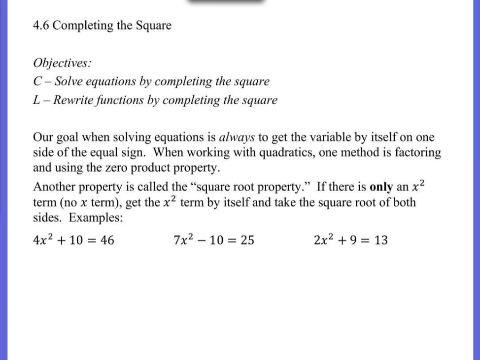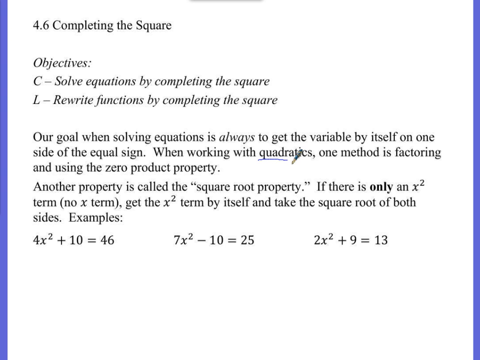The little paragraph says our goal when solving equations, always, doesn't matter if you're in Algebra 1 or Geometry, Algebra 2 or Calculus, your goal if you're trying to solve an equation is to get x by itself. In the last section, we were getting x by itself by using the zero product property to split things up and then solving for x, and we would wind up with two answers. Okay, that's always the goal.